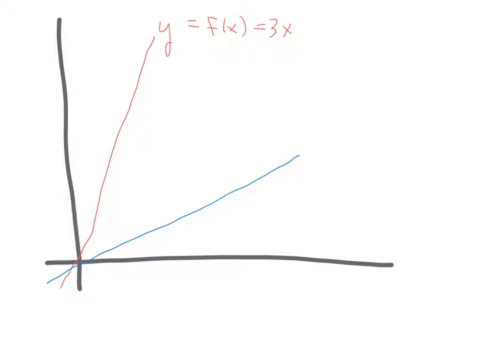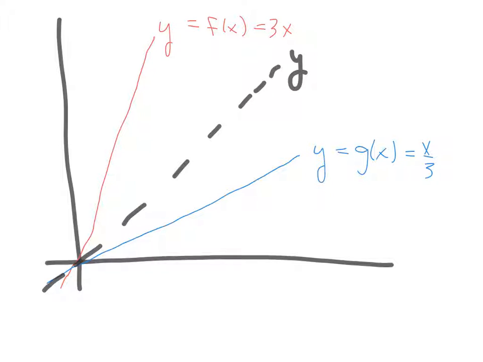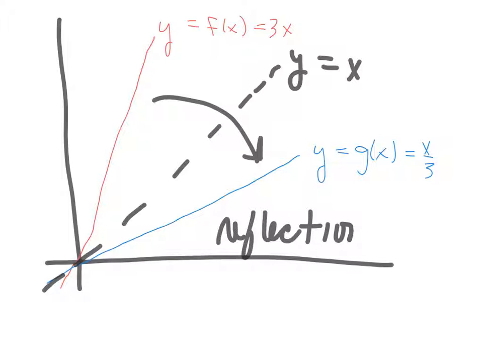I could also graph. It's a beautiful straight line. y equals f of x equals 3x, and y equals g of x equals x over 3. That's the graph of those two lines. I can also graph the line y equals x. And if you see, I've got a reflection. Pretty cool.